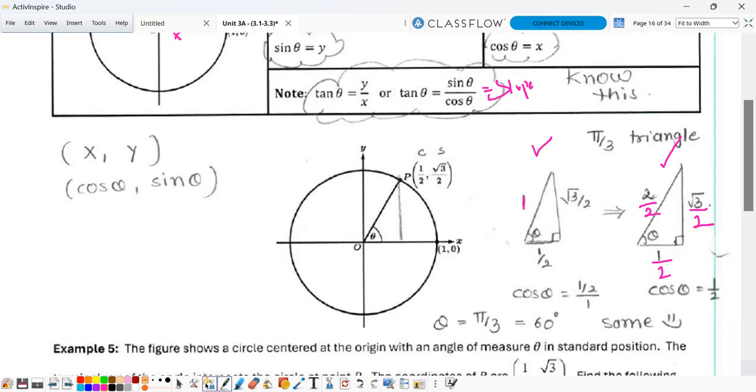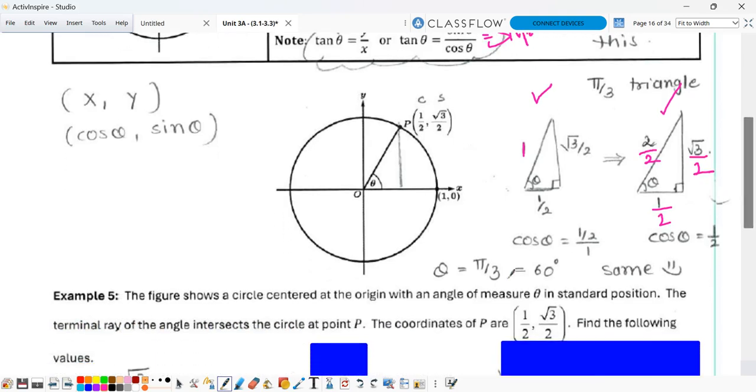Which one you are supposed to know? Both of them. Have a really good idea that cosine theta is 1/2. That means angle is pi over 3. 60 degrees for our understanding, but we do not use 60. We just say pi over 3. So this is a pi over 3 triangle.